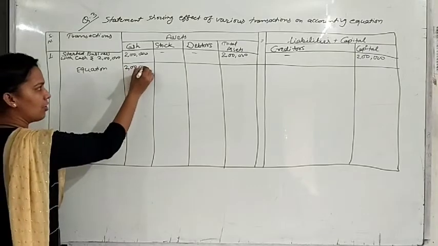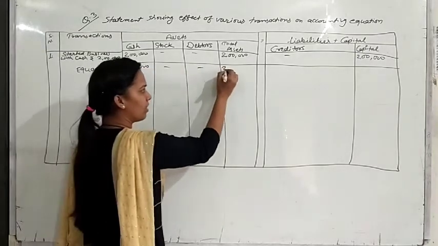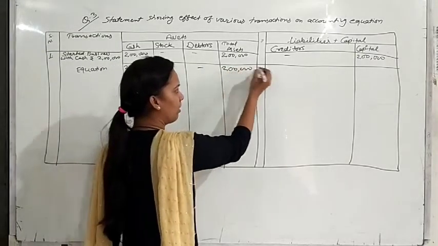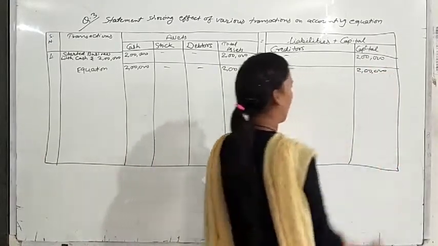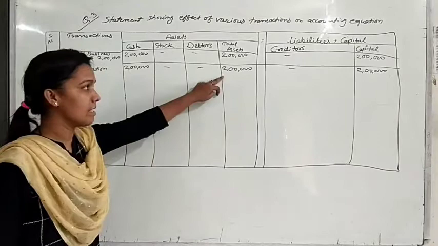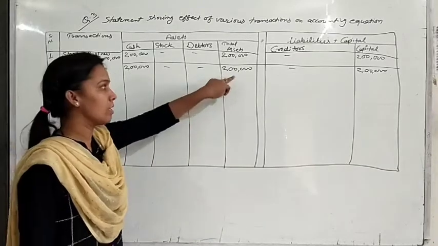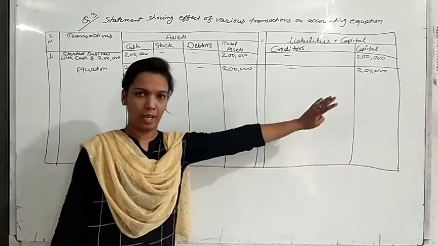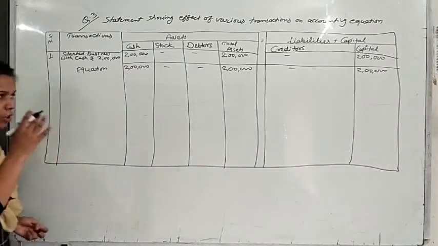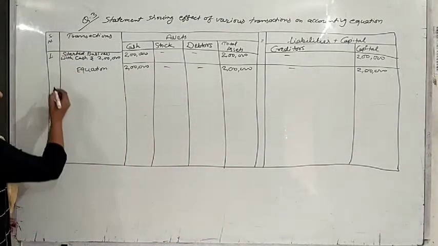2 lakh, this is the cash, no stock, no debtors, so total assets are also 2 lakh. Creditors and capital is also 2 lakh. Match the equation. Assets is equal to liability plus capital. So assets is 2 lakh rupees, liability plus capital is also 2 lakh. It means your transaction is going right here.